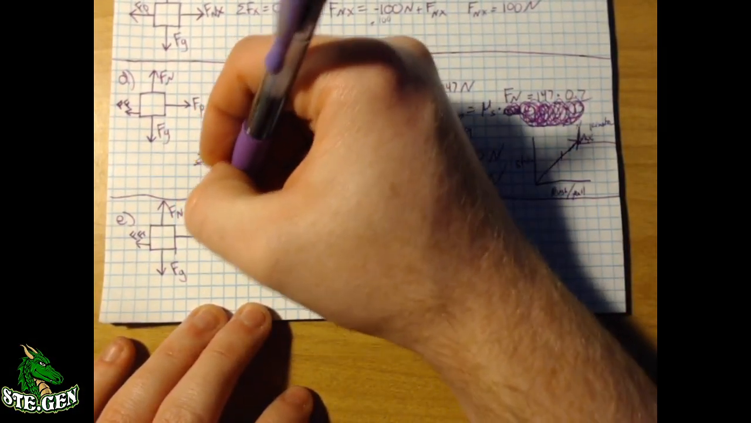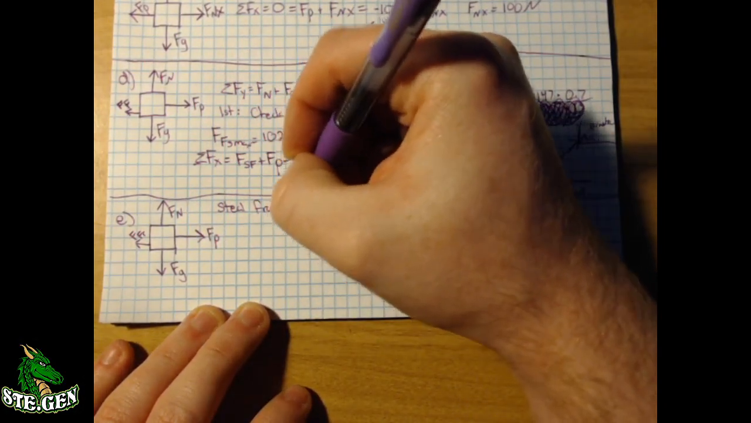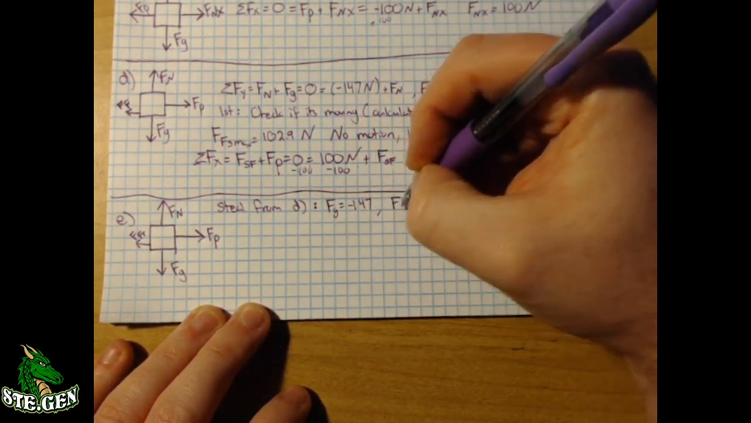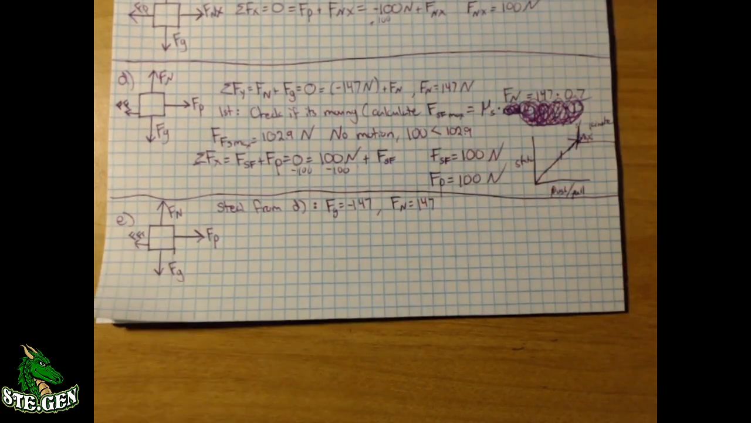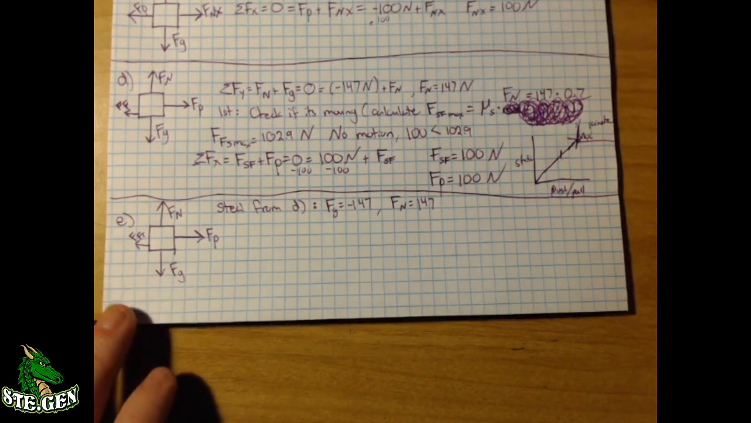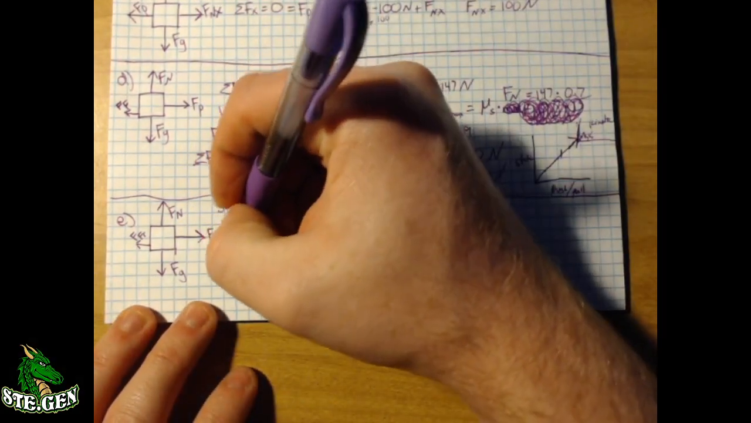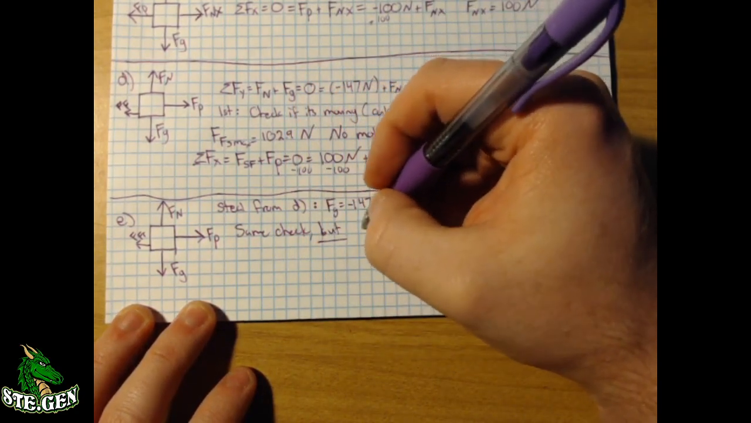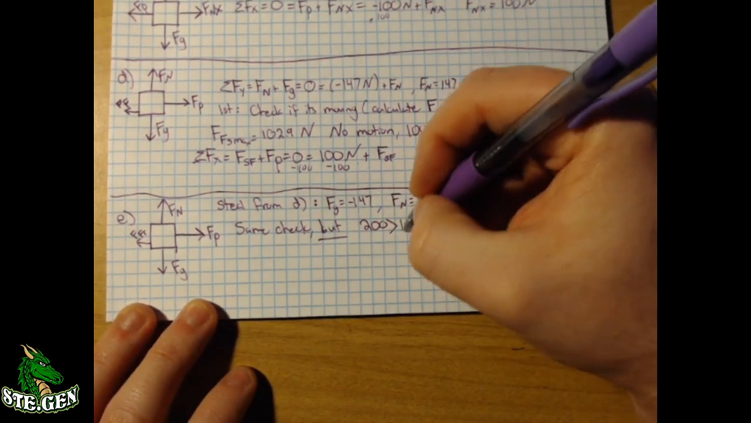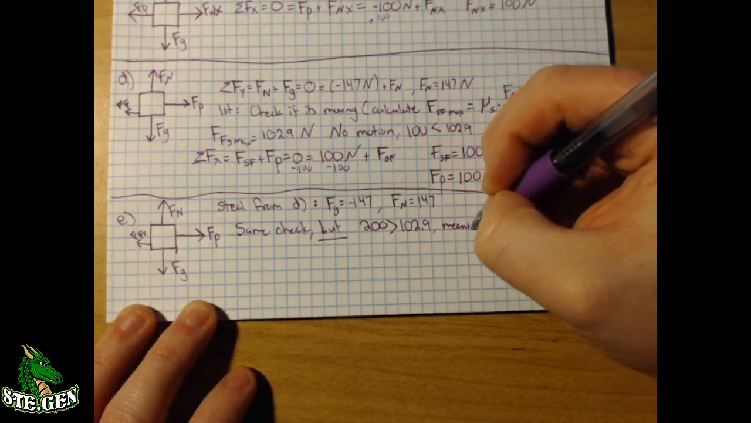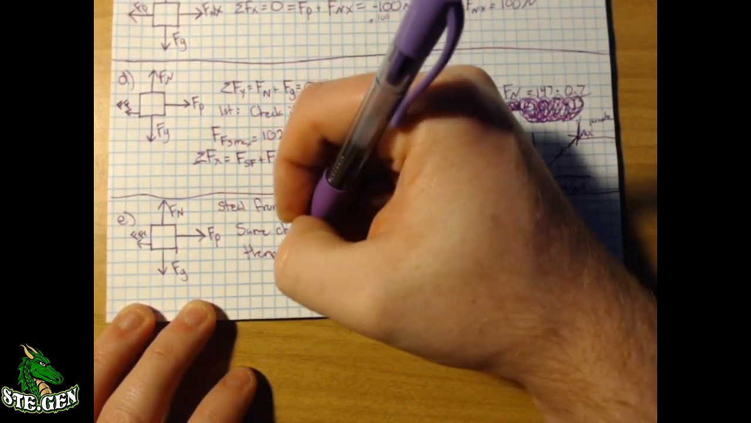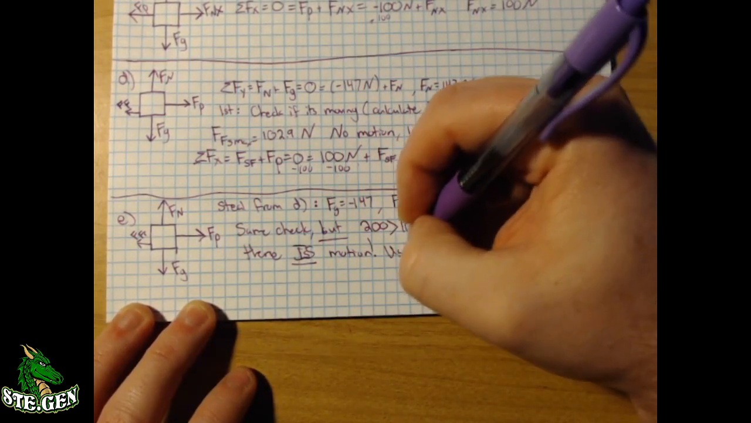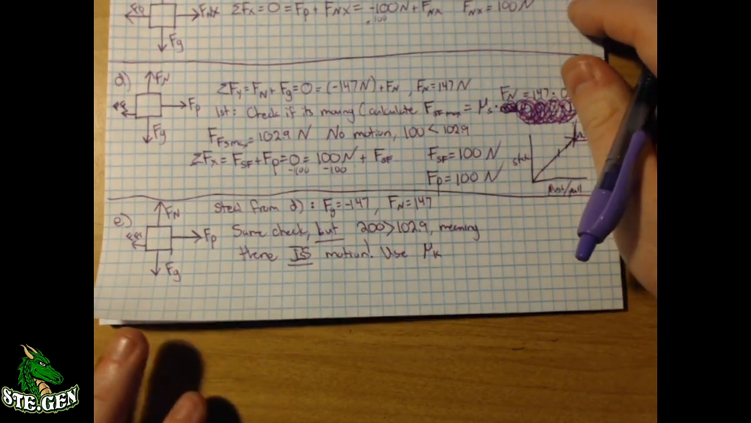So we're going to steal from D that Fg is equal to negative 147 and normal force is equal to 147. So we did the exact same calculation up here. We've got that same information. Now we do the same check, but 200 is bigger than 102.9, meaning there is motion. And that means we use the coefficient of kinetic friction.